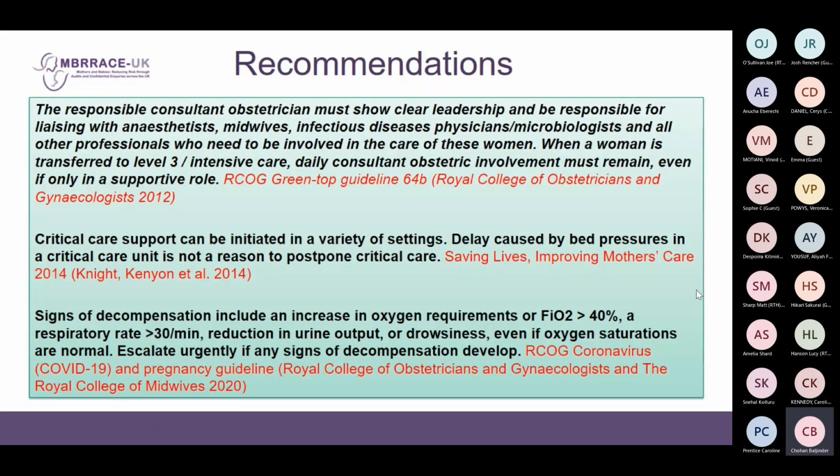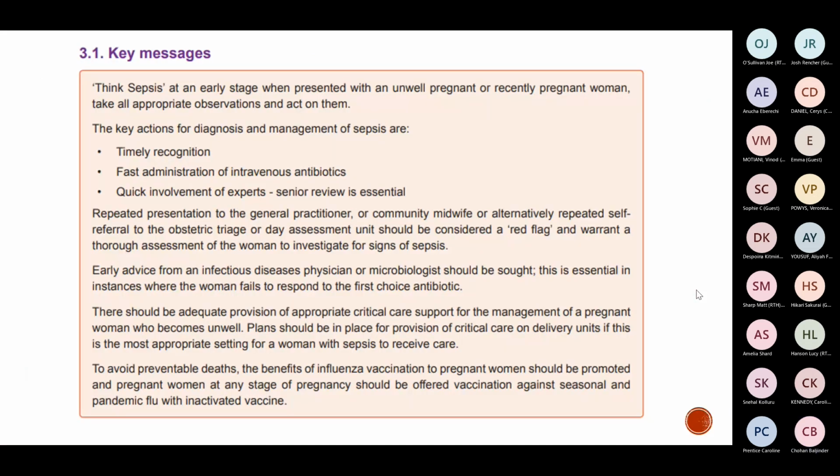Last two slides, and then you guys can have a quick 10 minutes before the next session. So the last two slides just summarize learning from one of the CMACE reports, I think, gosh, I don't know, at least 10 years ago.